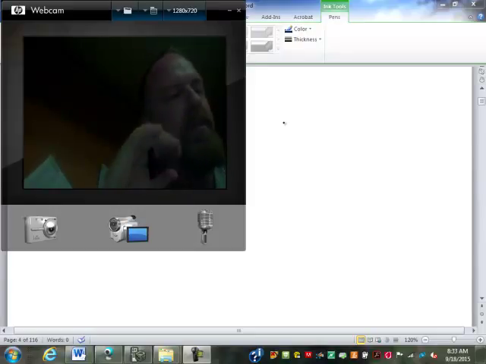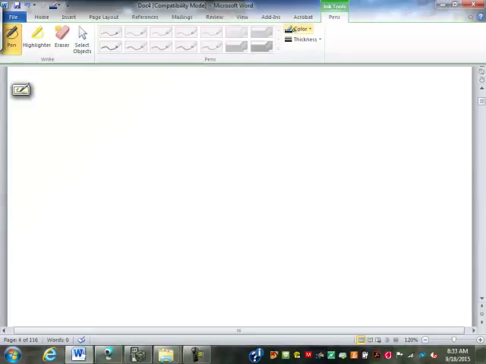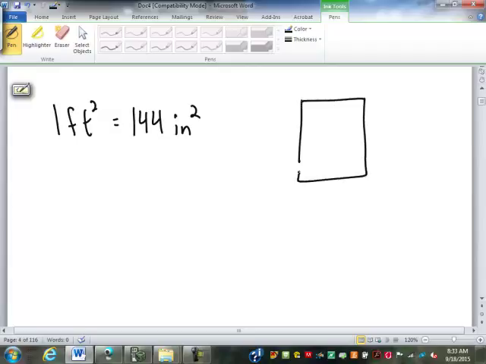Okay, so we talked a little bit in the last hour about these units of area, converting square feet into square inches. And the reason behind it, of course, 1 square foot, we said was 144 square inches. And that comes from the fact that 1 square foot is 1 foot by 1 foot, or 12 by 12 in inches.